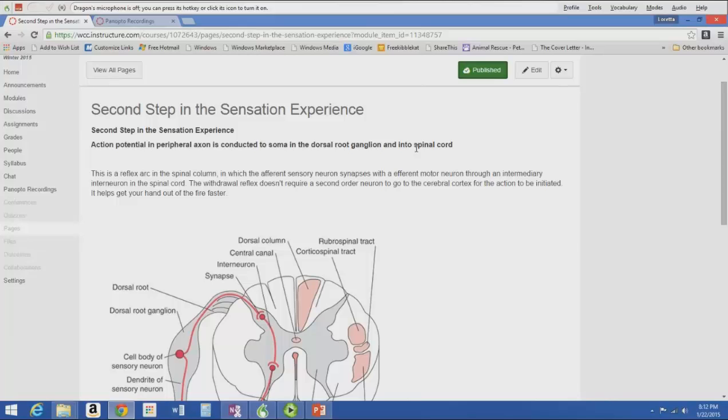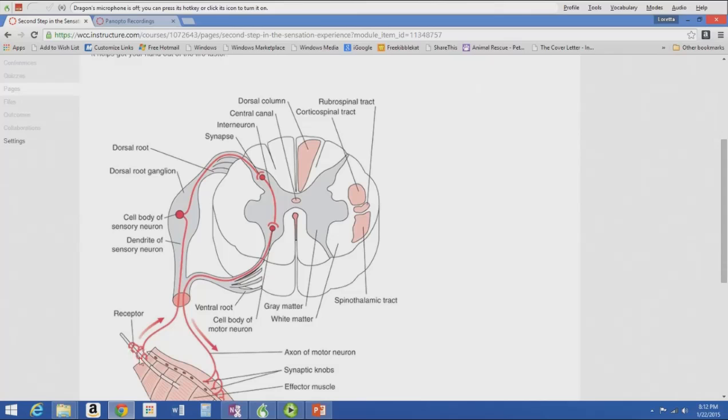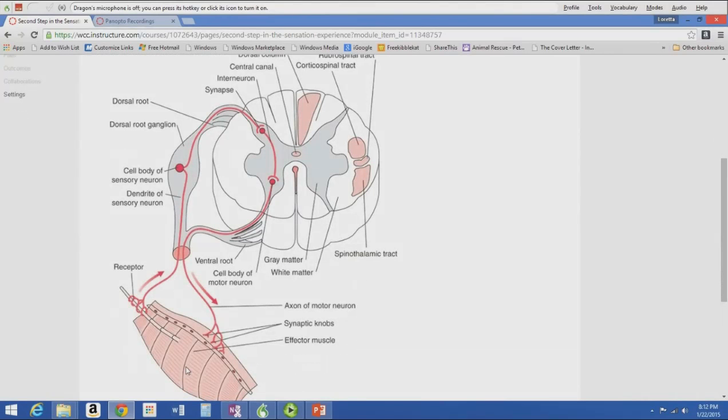Okay, so the second step in the sensation experience is where the action potential arrives from the peripheral axon. It's conducted to the soma of that cell in the dorsal root ganglion and into the spinal cord. So it's those pseudo unipolar neurons. The receptor information, this one showing a muscle spindle, goes up to the dorsal root ganglion, which includes the cell body of that sensory neuron. The information goes out the other axon, because the pseudo-unipolar has two axons and no dendrites, into the dorsal horn of the spinal cord, where it synapses with another neuron.